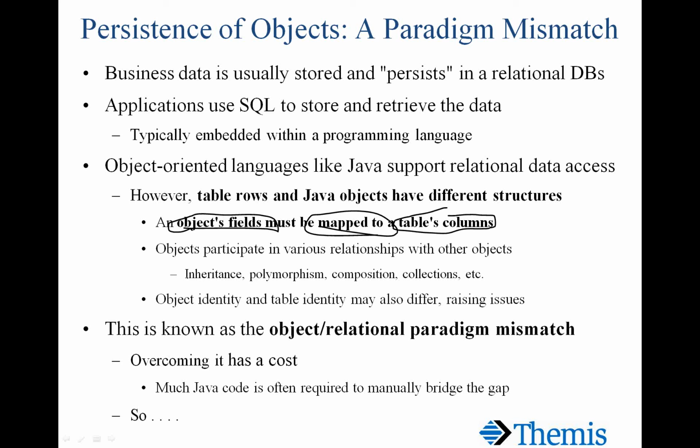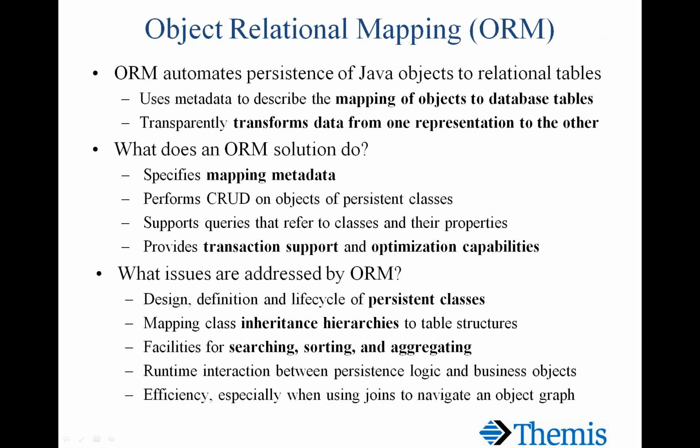A number of other differences are mentioned here, all kinds of capabilities of object-oriented programming that may or may not map well or easily with relational databases. So overcoming the paradigm mismatch can lead to a lot of coding. So ORM-type tools allow us to automate much of this: the persistence of Java objects to relational tables.